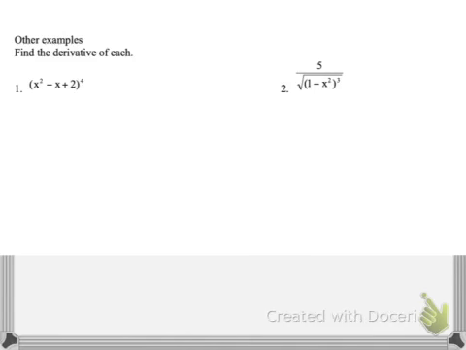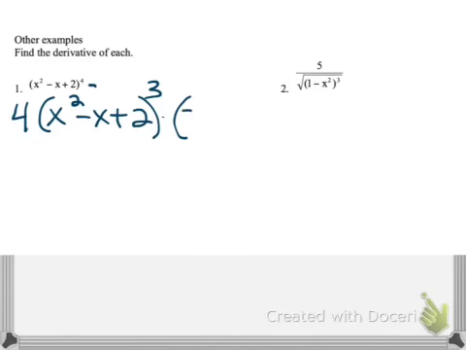Instead of multiplying this out to the 4th power, I can do the derivative of the outside, which would be bring the 4 down, leave the inside the same to the 3rd power, and then times the derivative of the inside, which would be 2x minus 1. So there's the derivative. I'm not going to multiply that out. There's no need to because there's no sum or difference. It's just a product with the chain rule. So I don't need to multiply this out to simplify.